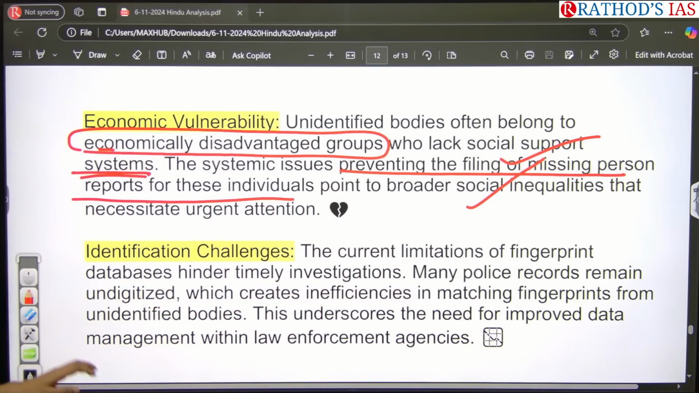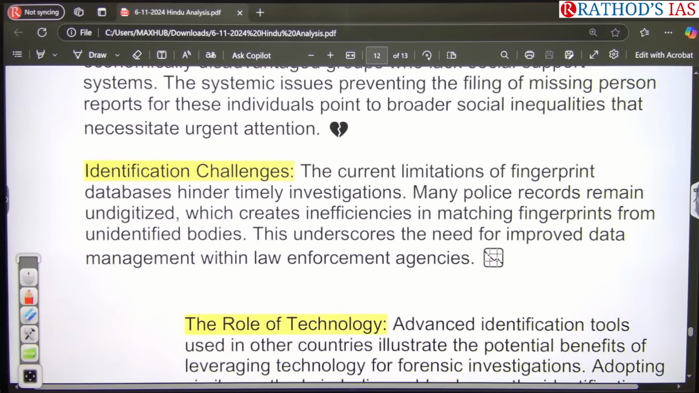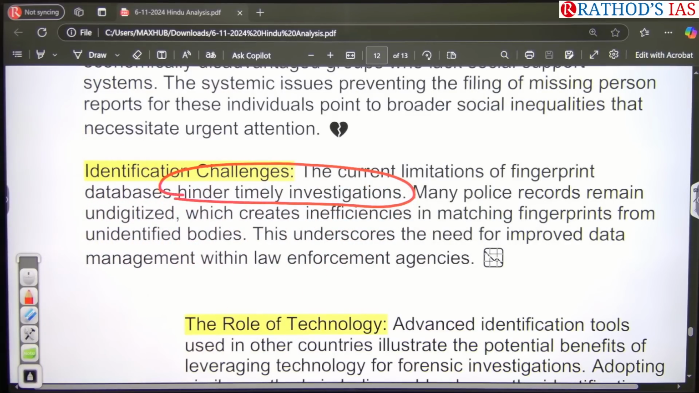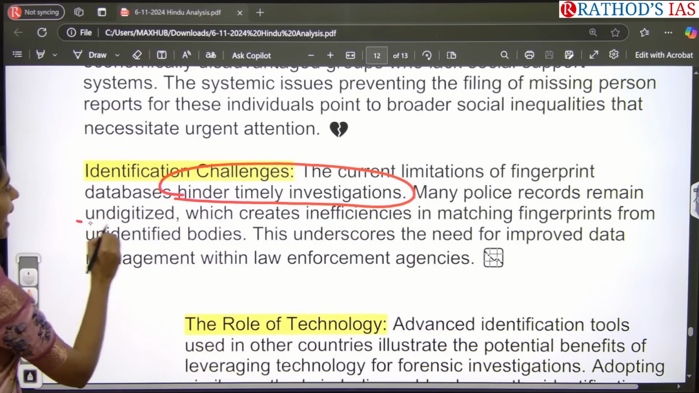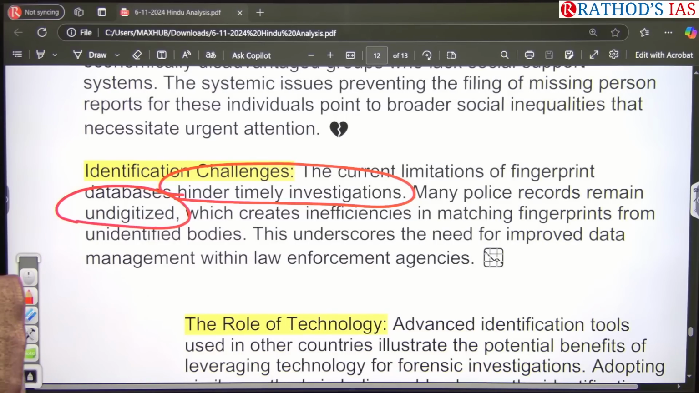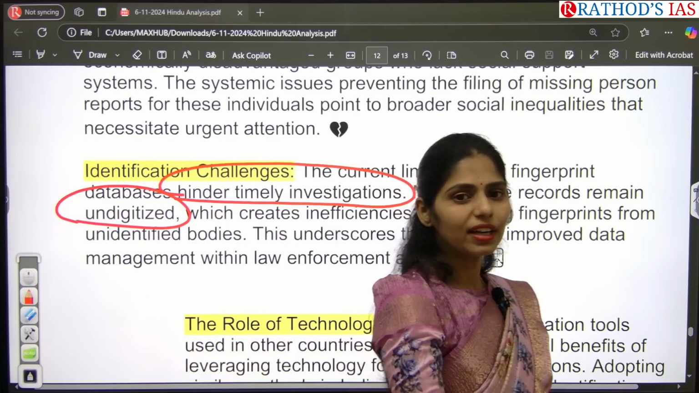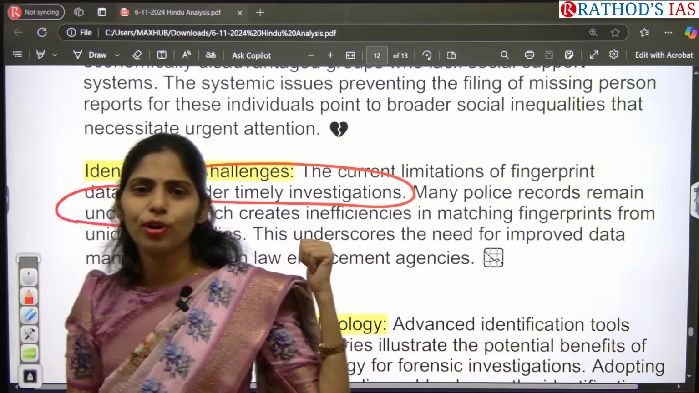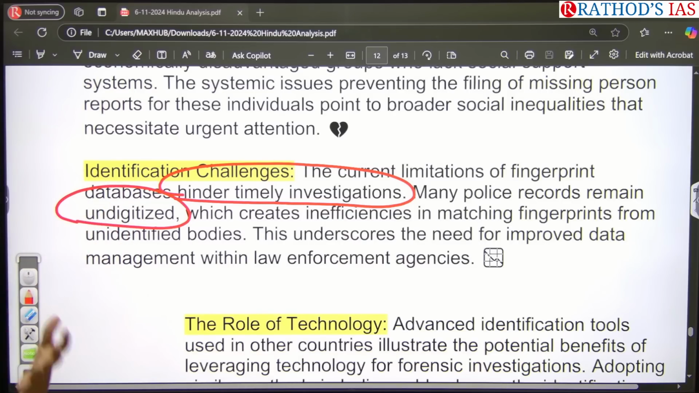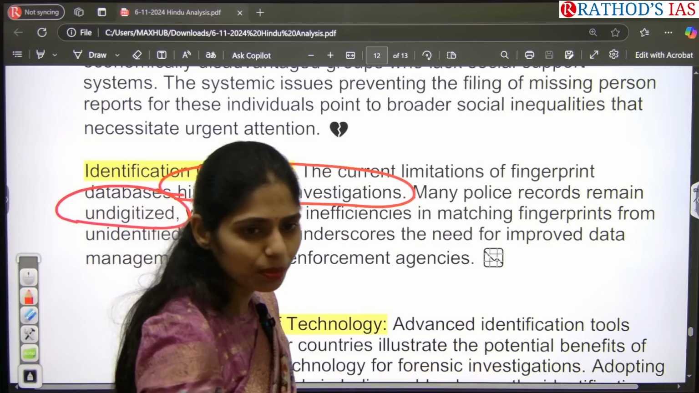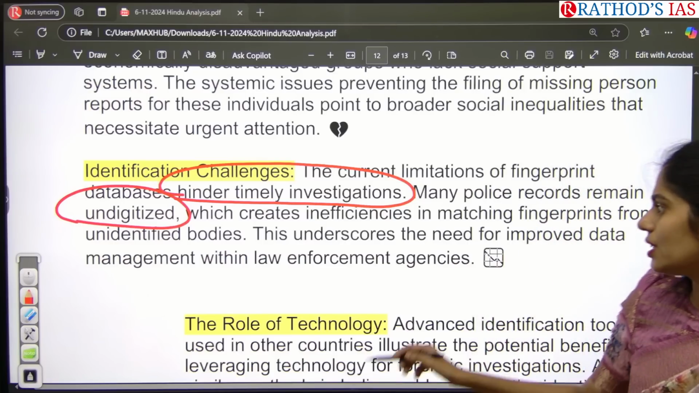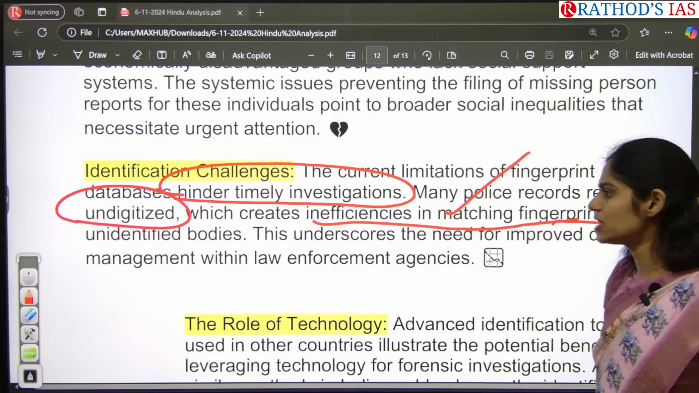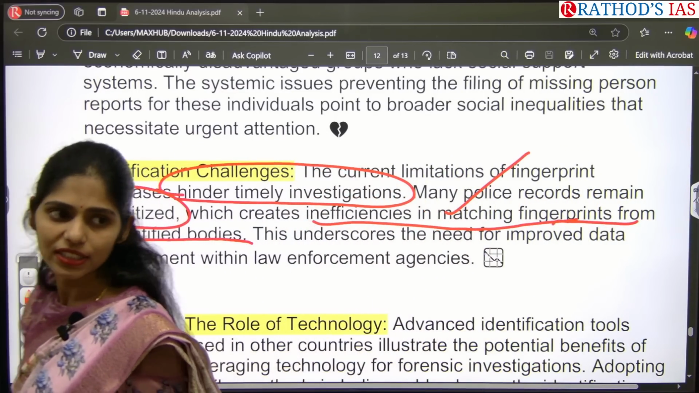The next one is that there are also some current limitations on fingerprint databases, which hinder timely investigations. Many police records remain undigitalized. For example, if a person belongs to state 1 but goes missing from that state and enters state 2 or state 3, and those police records have not been digitalized, can we access the missing reports of state 1 in state 2? No. This is one important problem we are having, and because of this it creates inefficiency in matching fingerprints from unidentified bodies.